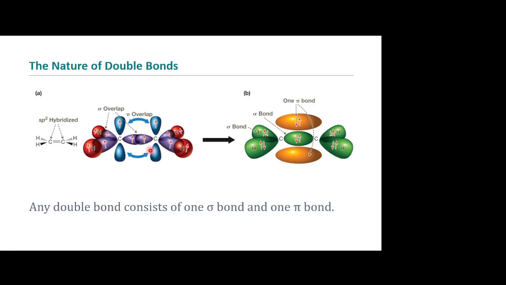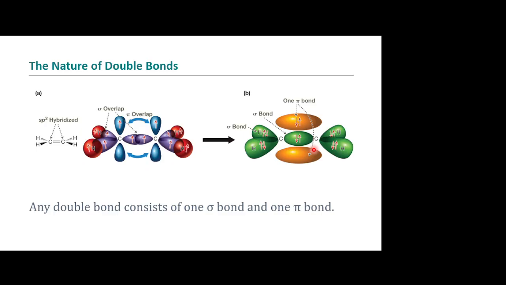All right. So this right here is a double bond represented with the singular orbitals. This one right here shows you those sigma and pi orbitals as their molecular orbitals. Okay? Okay, so let's talk about the next one.